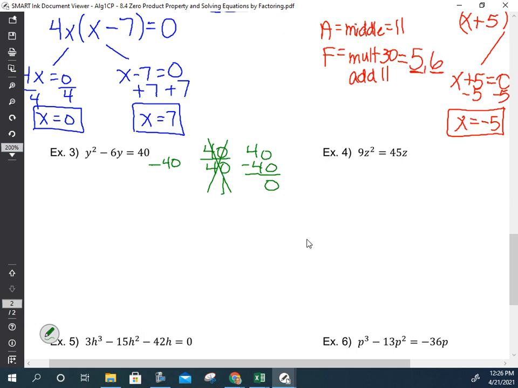So I'm going to have to subtract 40. But if I subtract 40 on the right, you got to subtract it on the left too. So you're going to subtract 40 on both sides of the equation. I know Io likes to draw the line in between her equation like that. She just has to make sure that that minus 40 is on both sides. So you have y squared minus 6y minus 40 equals 0.